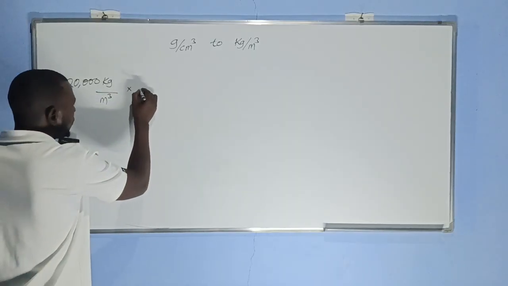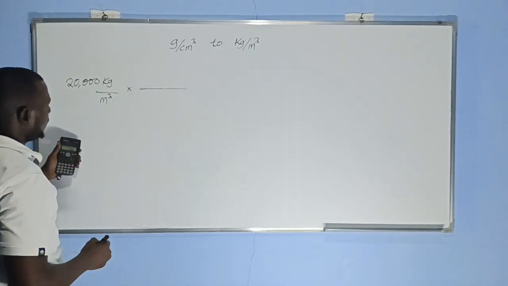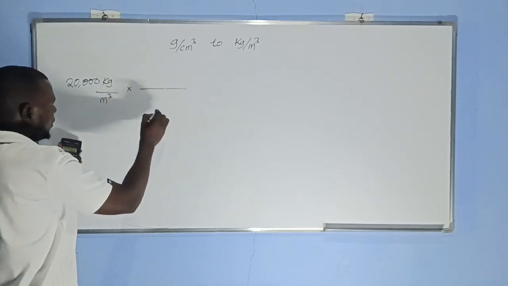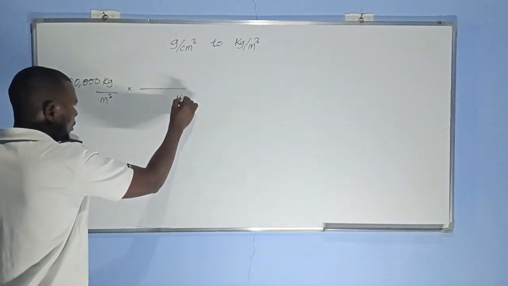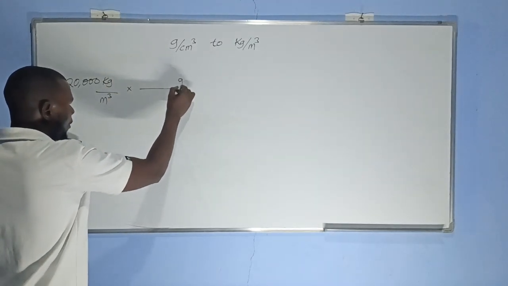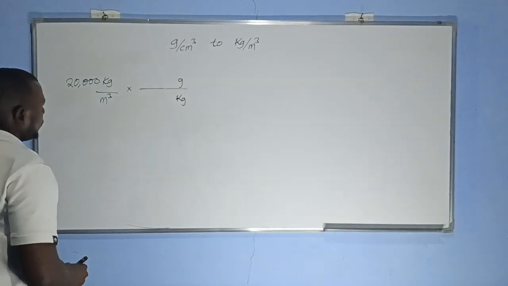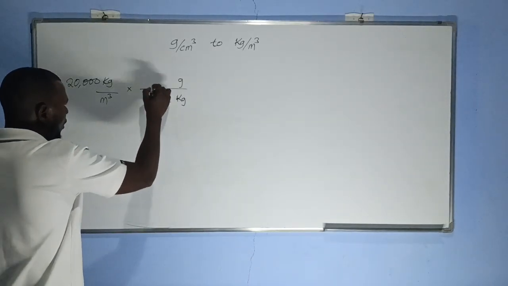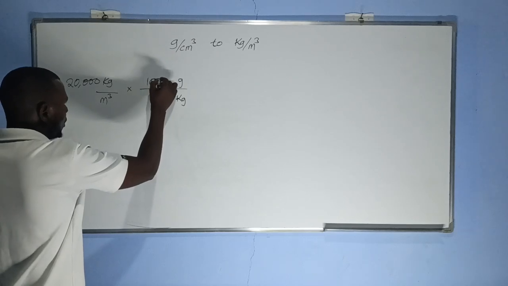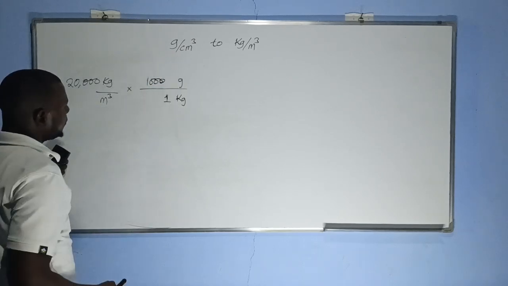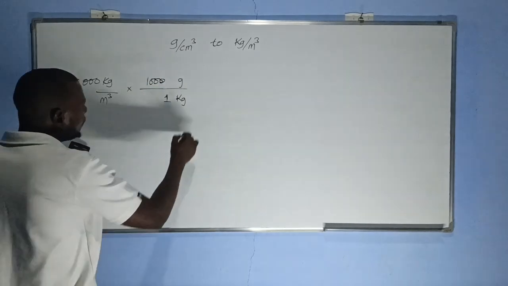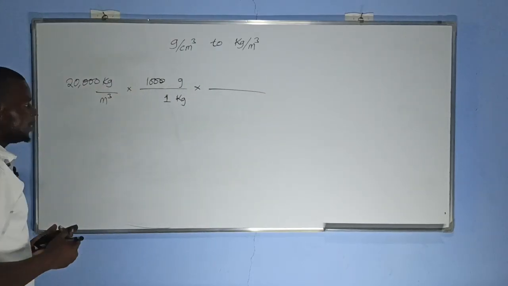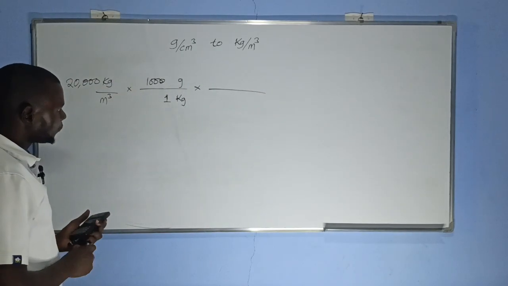As usual, we're going to introduce our conversion. We have kg on top. We want to get rid of it, so we'll put it down here. And our gram, our unit of interest, will be on top. The conversion is still the same. 1 kilogram is equal to 1,000 grams.